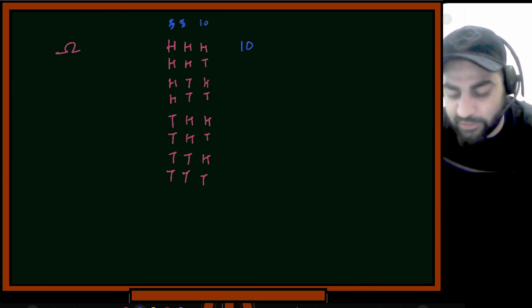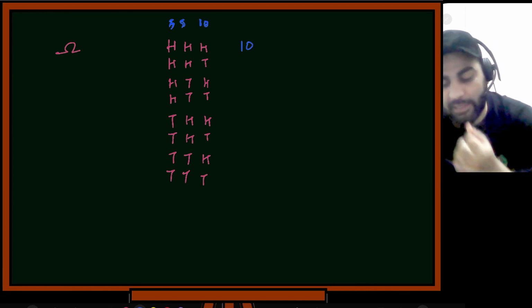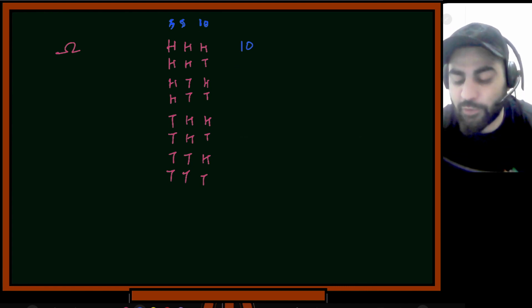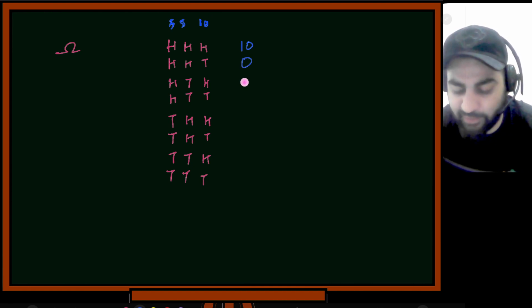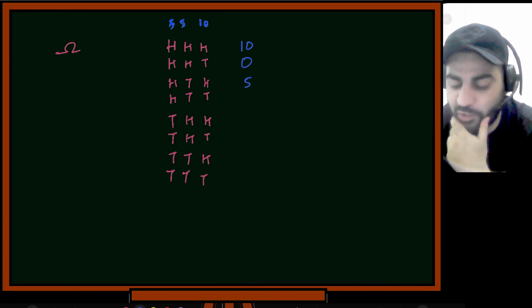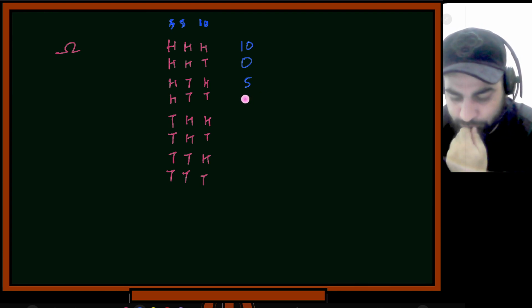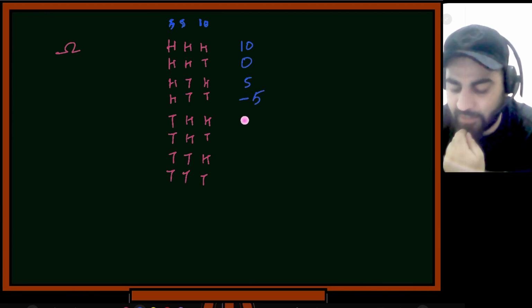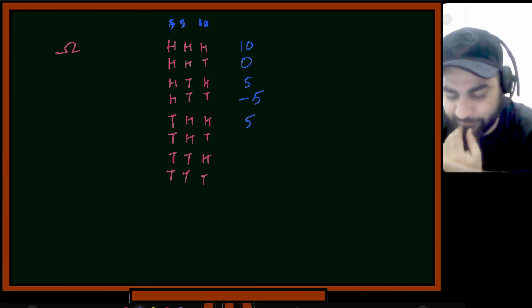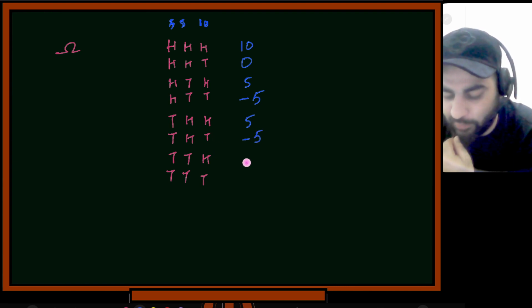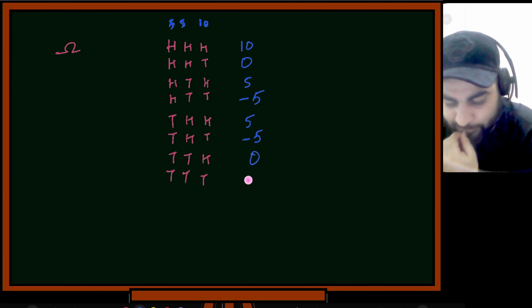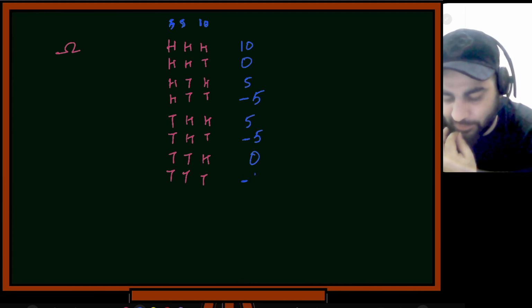The first coin, second coin, and this is the third coin. So in this case, zero. In this case, what do you earn? 5 rupees. In this case, minus 5. Here, 5 rupees. Here, what will you win? Minus 5 plus 5, minus 5, because it's tail, right? So what will you do here? It is 0. Here, -10, because you lost everything.